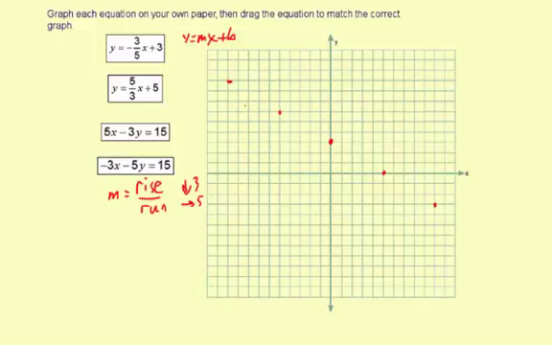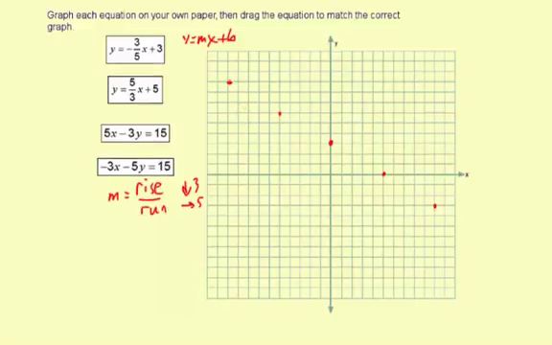Okay, so there we go. There's a good bunch of points. So then go ahead and connect the points. So there's the graph of y equals negative 3/5 x plus 3.